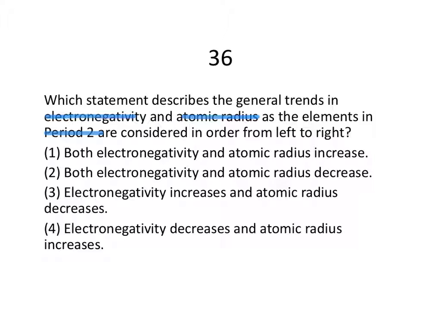So the reverse is true for electronegativity and first ionization energy. So we know that as we go down a group, the electronegativity is going to decrease. As we go across a period, the electronegativity is actually going to increase. So we know that atomic radius and electronegativity are opposite each other, and that electronegativity as it goes across will increase, and atomic radius will do the opposite. And so the only thing that meets this criteria is electronegativity increases and atomic radius decreases. So that's answer number 3.